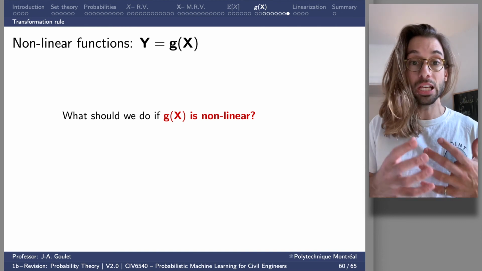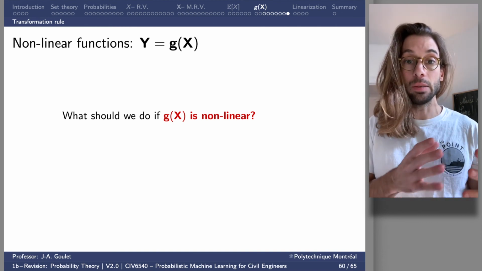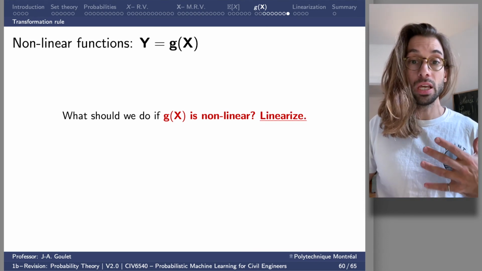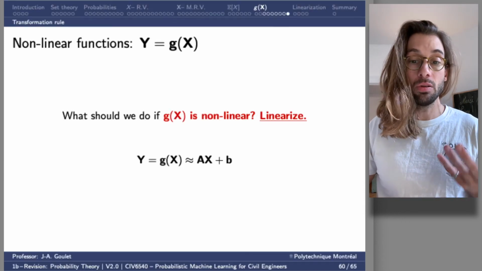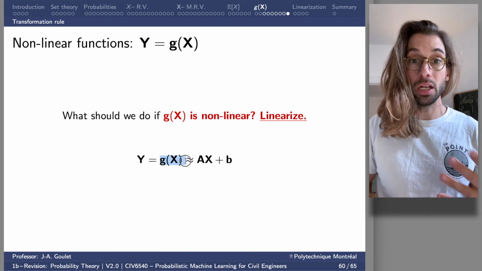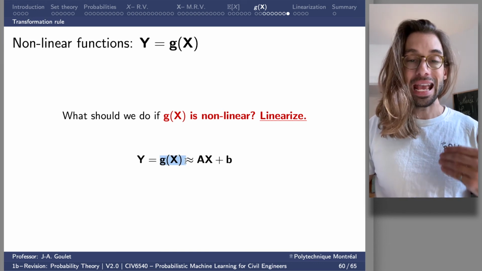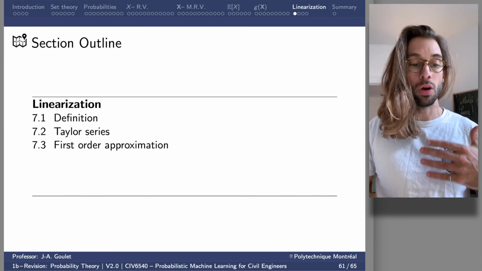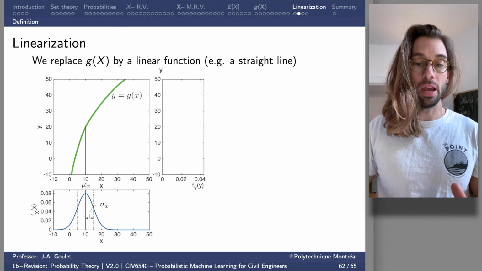Okay, because in many cases, you're going to be left with functions that have a nonlinear dependency between input and output. One simple trick we can use here to maintain the analytical tractability we've seen is to linearize. So we're going to transform that nonlinear function g of x into a function Ax plus b. Okay, how do we define this? Through a Taylor series, to define a first order approximation.